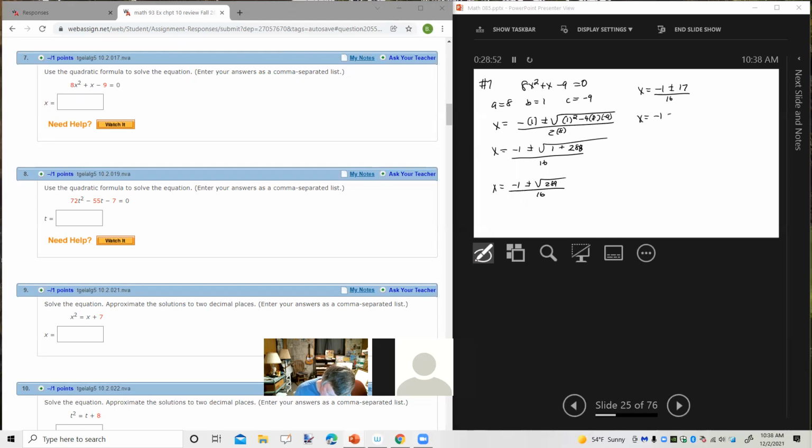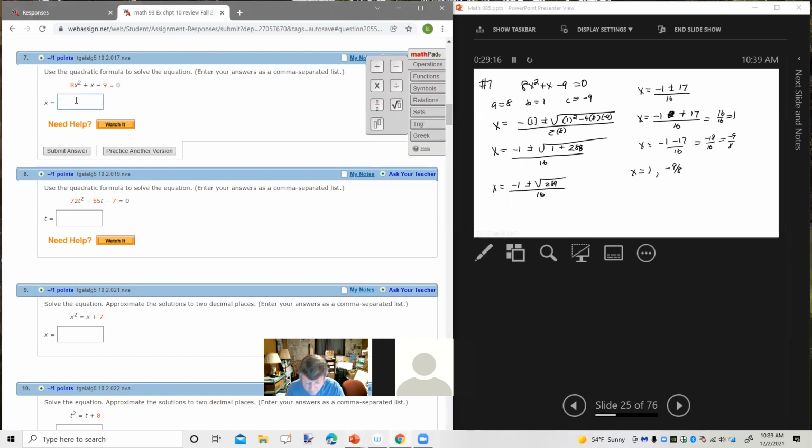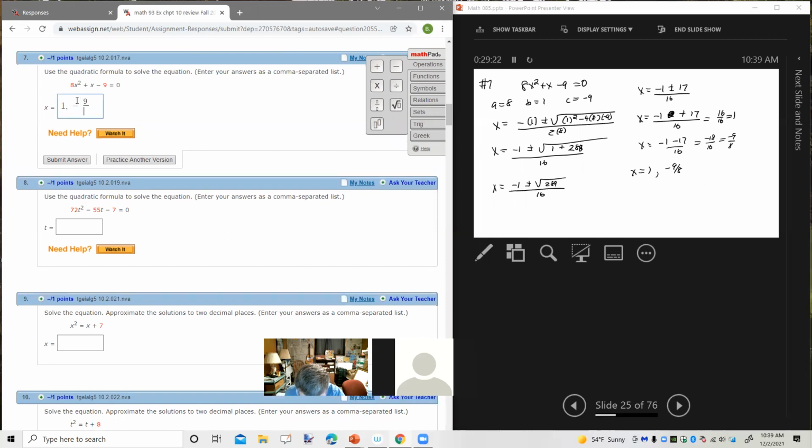So x equals -1 plus 17 over 16, which is 16 over 16 or 1. x equals -1 minus 17 over 16, which is -18 over 16 or -9/8. So x equals 1 and -9/8. So x equals 1, comma, -9/8.